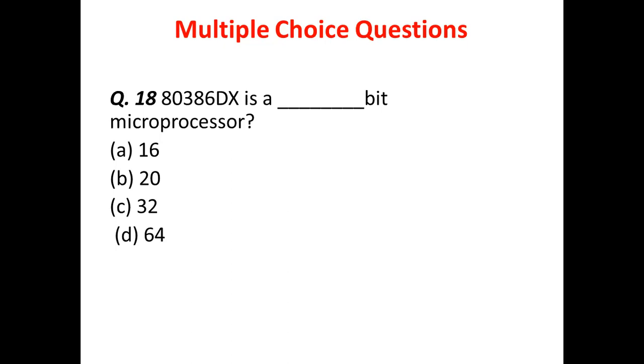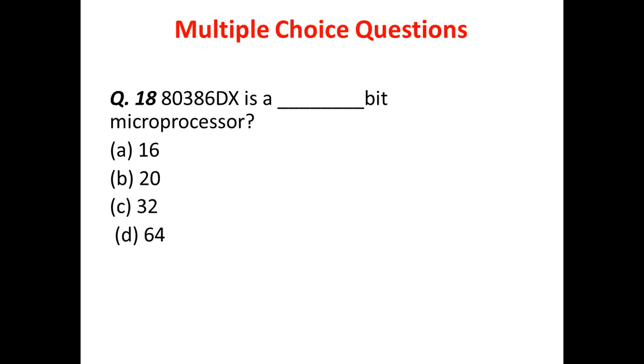80386DX is a bit microprocessor. So the question may be: how many bits is the 80386 microprocessor? It may be 16 bit, 20 bit, 32 bit, or 64 bit. Can you understand the question? So 80386DX is how many bits?